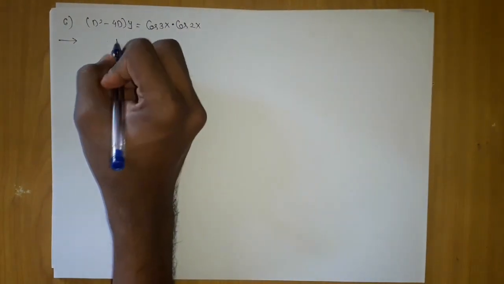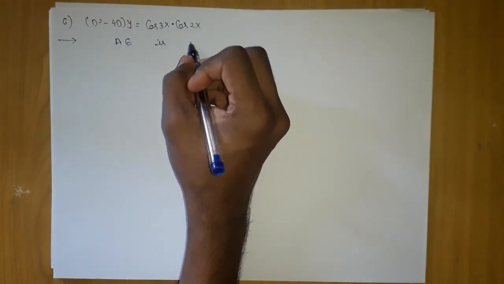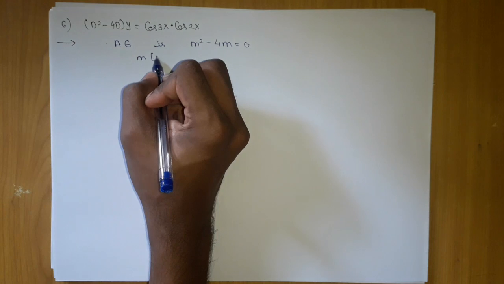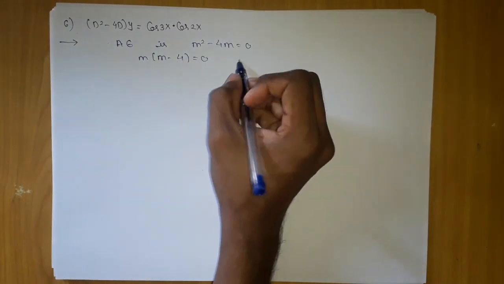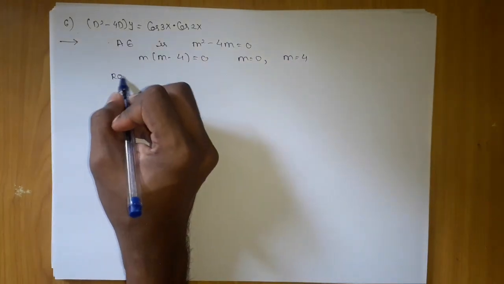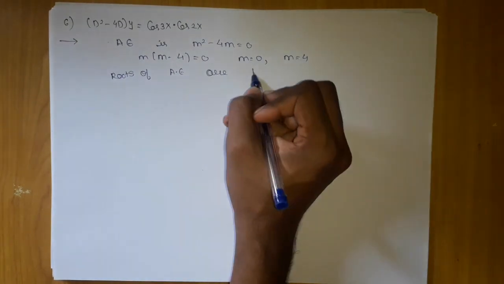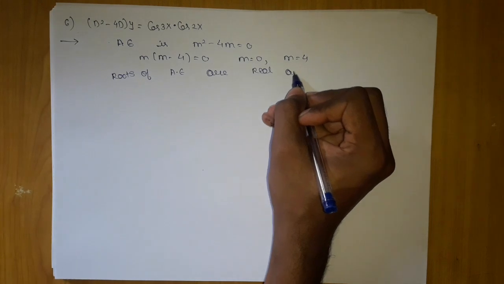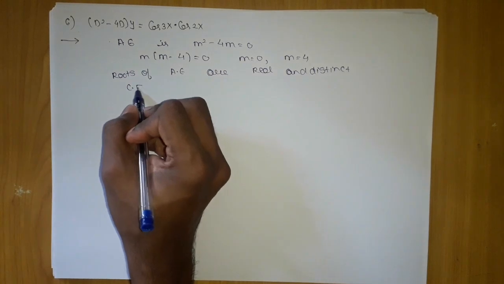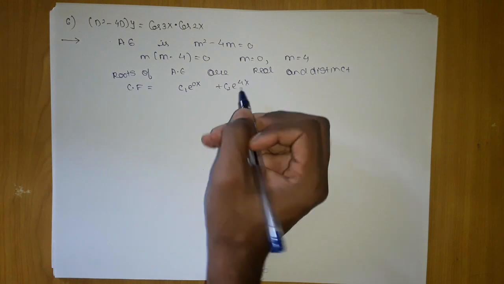If we try to get the auxiliary equation, just replace d by m: m square minus 4m equal to 0. Taking m common, you will get m equal to 0 or m equal to 4. Roots of the auxiliary equation are real and distinct. So the complementary function is nothing but c1 e to the power 0x plus c2 e to the power 4x.